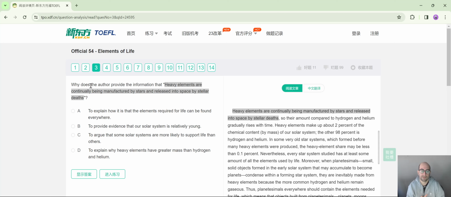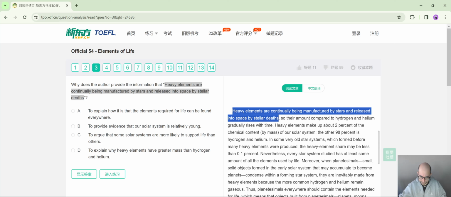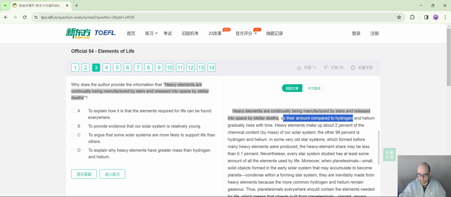All right, so here we have a rhetorical purpose question. We have the why, which is telling, and also they highlighted a phrase. So you know 100% you're dealing with this kind of question type. And they always have these little verbs on the side. Heavy elements are continually being manufactured by stars and released into space by stellar deaths. Okay, so their amount compared to hydrogen and helium gradually rises with time. Remember my tip, guys? Read the sentence before it, the sentence that contains the highlighted phrase or portion, and any sentences after that. That's it.